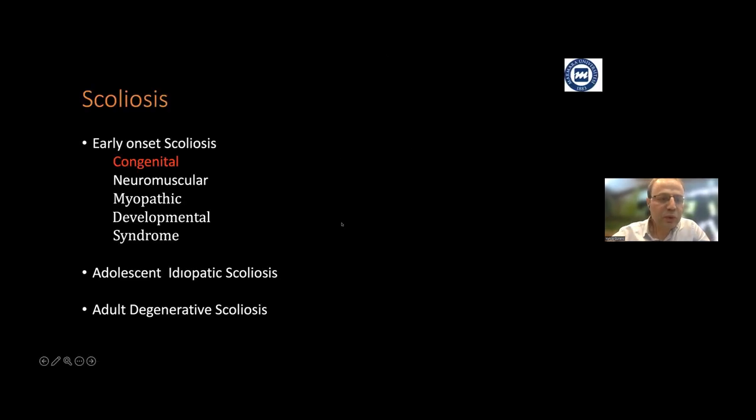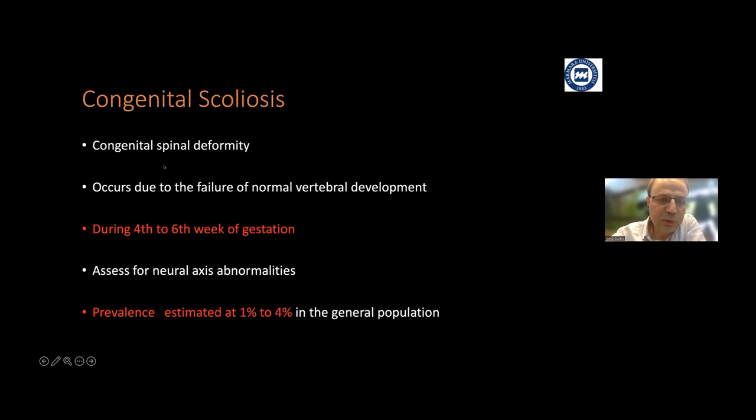When we look at scoliosis, there is early onset scoliosis, adolescent idiopathic scoliosis, and adult degenerative scoliosis. We talk about congenital scoliosis. We focus on that. Congenital scoliosis is a spinal deformity that occurs due to failure of normal vertebral development during the 4th and 6th week of gestation. Sometimes we assess for neural axis abnormalities, and the prevalence is between 1% and 4%.